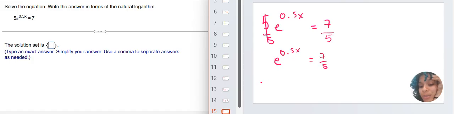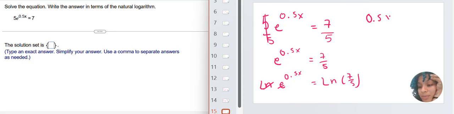Okay, so then I'm going to do the natural log of e to the 0.5x and the natural log of 7 over 5. My natural log cancels my e. So what is in the exponent comes down, and I am left with the natural log of 7 over 5. And now I just divide.